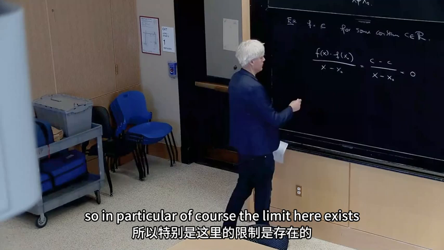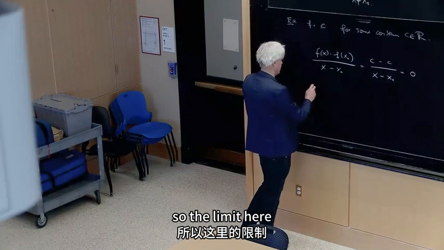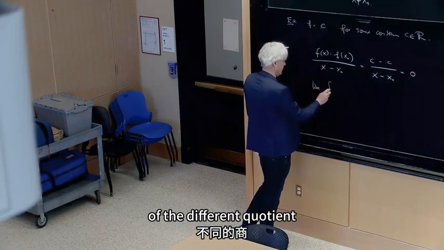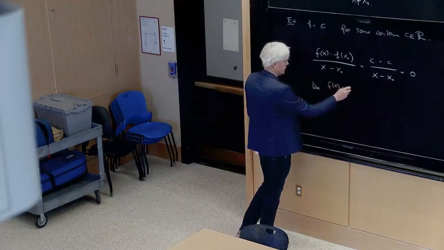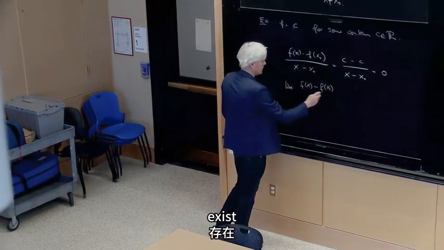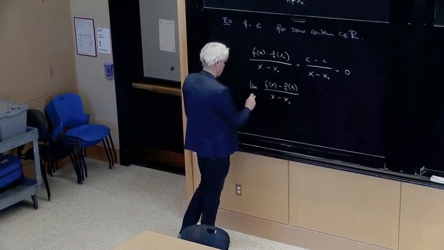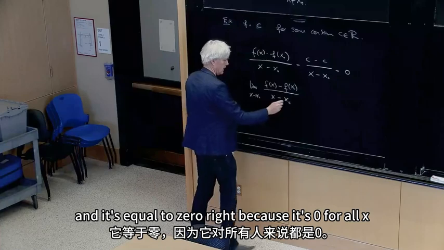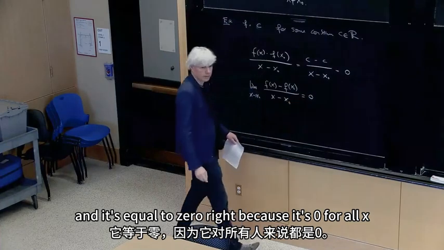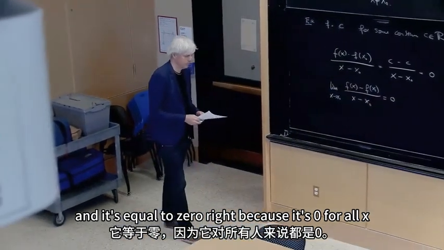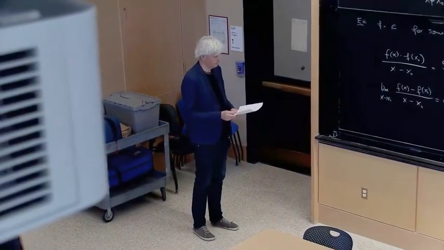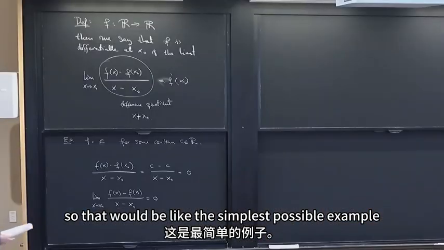So in particular, of course, the limit of the difference quotient exists. And it's equal to 0, right? Because it's 0 for all x, for a given x0. So that would be the simplest possible example.